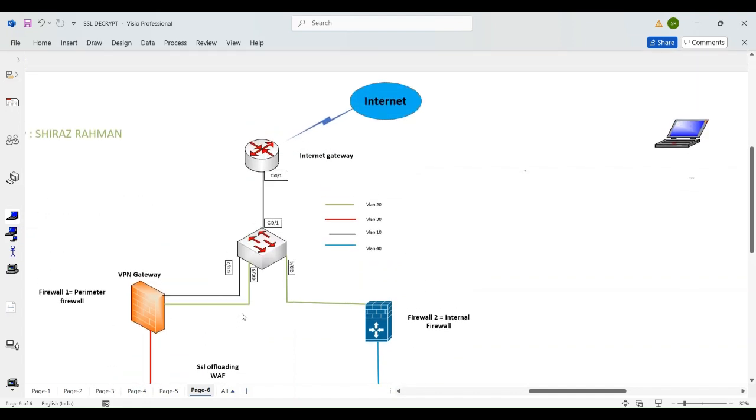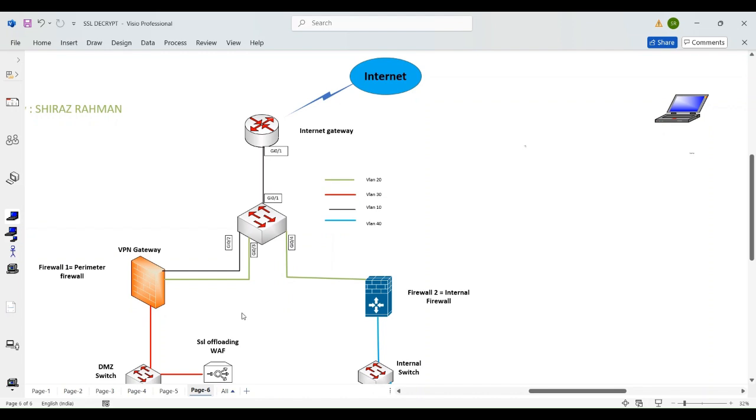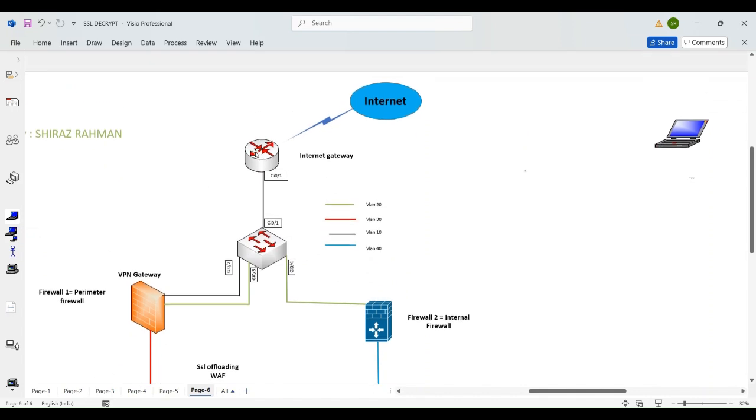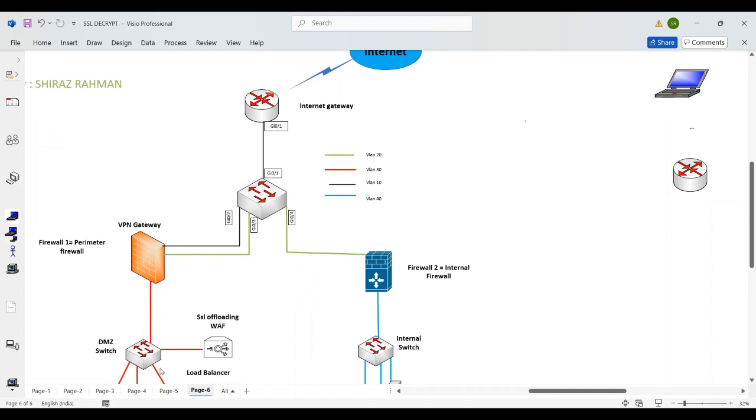Okay. Now, we could have some of the clients sitting, like a partner, and they want a VPN connection, right? That's VPN traffic. So VPN traffic will use the internet gateway, come to the VPN gateway, and from the VPN gateway it will come to the DMZ switch.